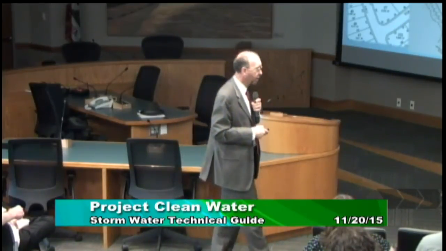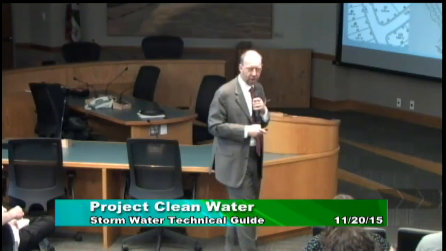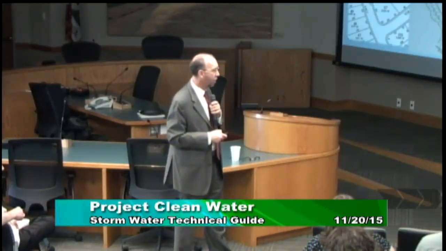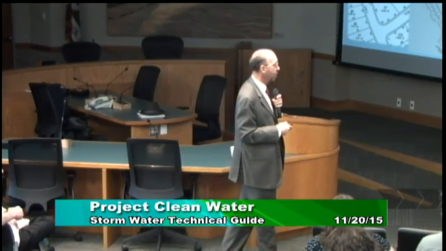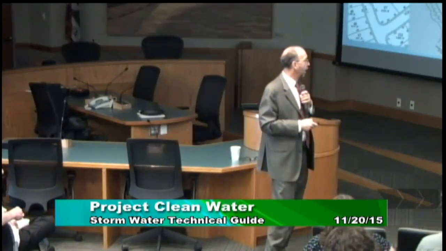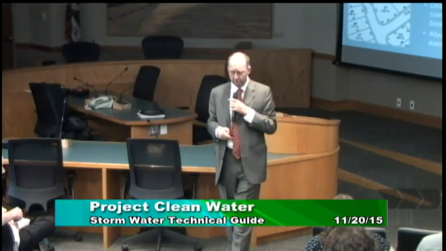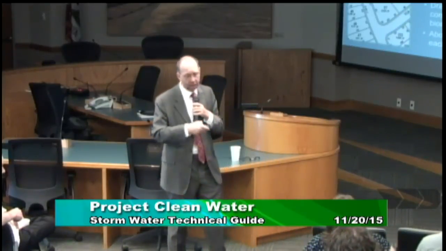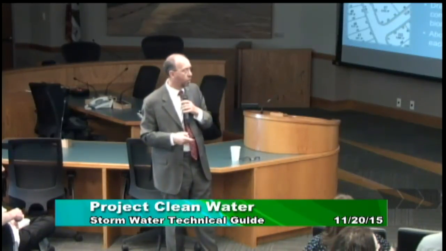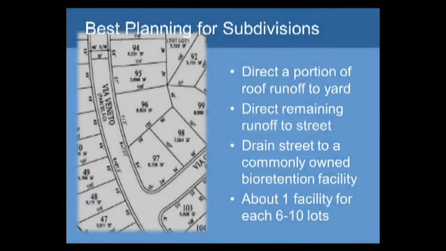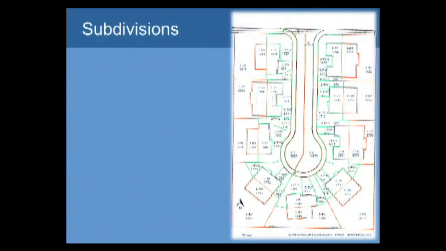So you're not dealing with individual homeowners to get your maintenance done. Have it done by the HOA or by a common agreement among a set of homeowners, and fit it in there. In general, my advice on engineering drainage for subdivisions: drain a portion of the roof runoff to the rear yard, direct the remaining runoff to the street, and then drain the street to a commonly owned bioretention facility. About one facility for every 6 to 10 lots seems to work out pretty well.